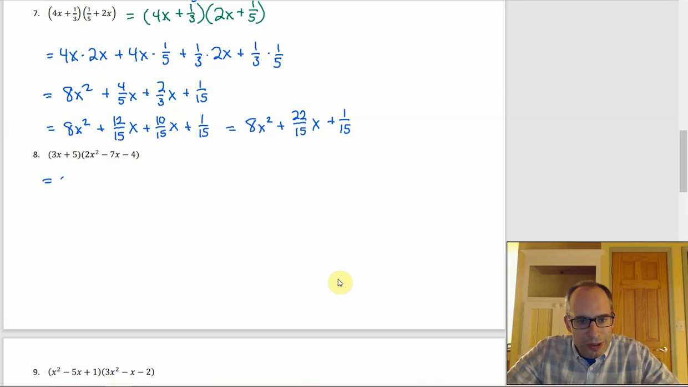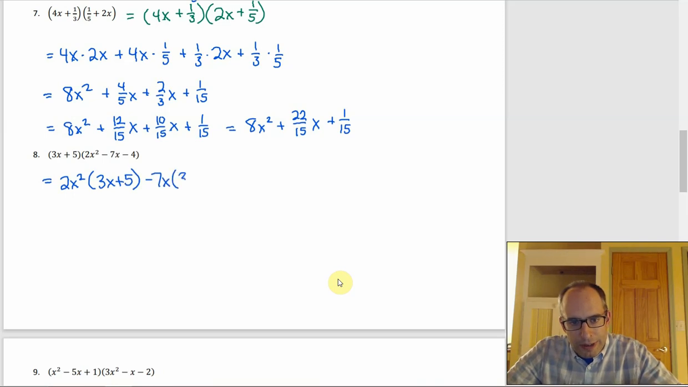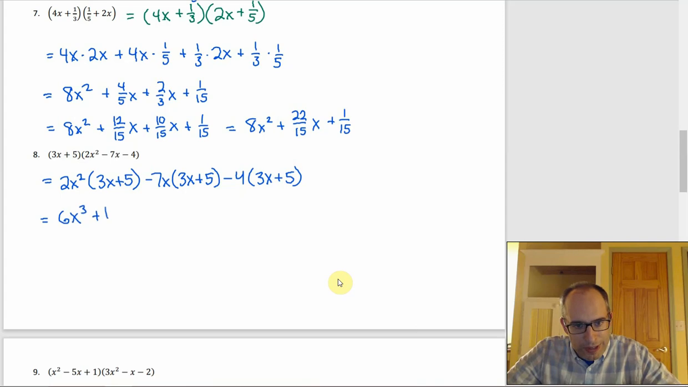So I'm going to have 2x squared times 3x plus 5 minus 7x times 3x plus 5, and then minus 4 times 3x plus 5. And then from there, it's the distributive property. So distributing the 2x squared, we're going to get, let's see, 6x cubed plus 10x squared out of that first product right here. And then minus what you get when you distribute 7x. So 7x times 3x is 21x squared. And 7x times 5 is 35x.